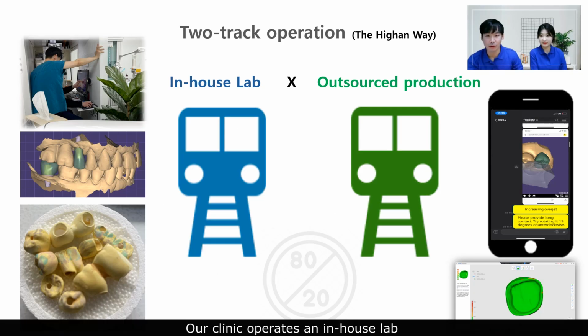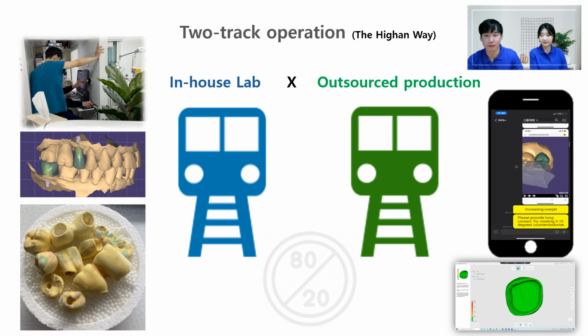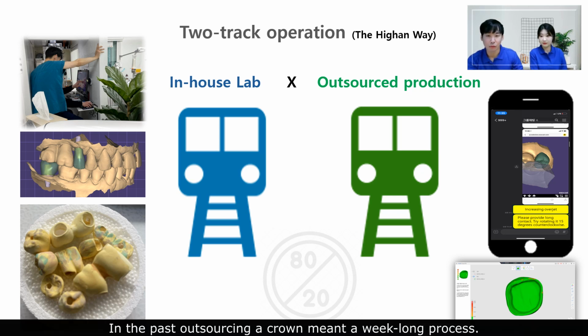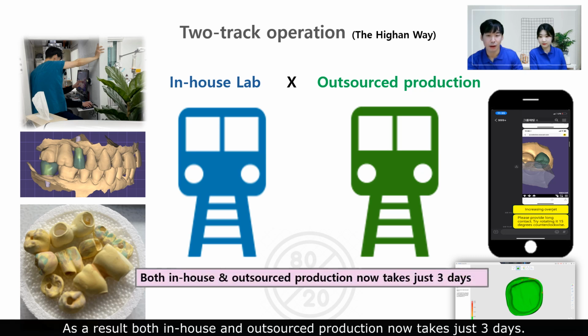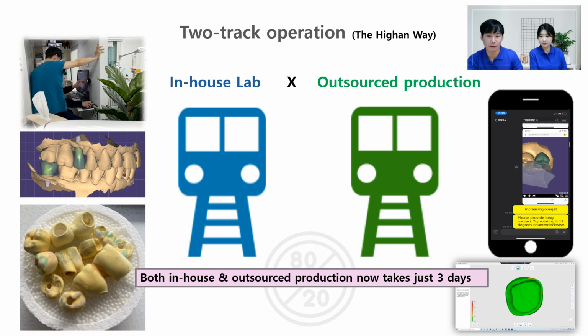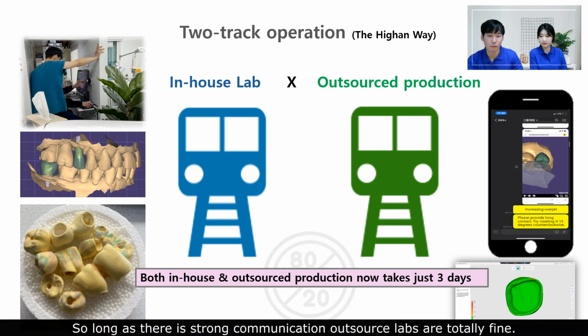Our clinic operates an in-house lab, but we also outsource some work to streamline our production. In the past, outsourcing a crown meant a week-long process. However, now with immediate data file transmission for scanning, remote labs can start process design in a timely manner. As a result, both in-house and outsourced production now takes just 3 days. So long as there is strong communication, outsourced labs are totally fine.